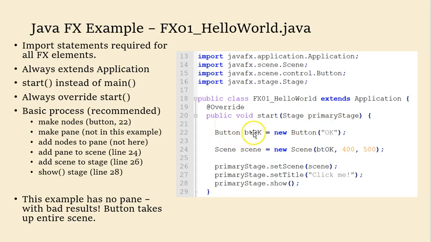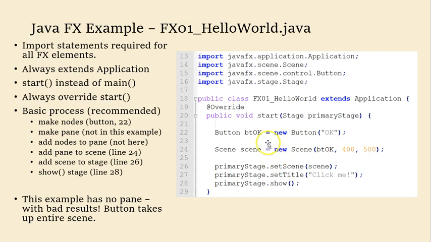So I have a button, and it's just called BTOK, new button OK, and this OK is what's going to appear in the button. That's the text that appears there. And scene equals new scene, and the way the scene constructor works is you put in, in this case, the button. That's the thing that's going in the scene. Normally you would create an entire pane with all the layout of multiple buttons or multiple images or multiple somethings, and then you put that pane in there. And we'll see that in the next example. And then you say the dimensions of the scene, 400 pixels by 500 pixels. That's horizontal and vertical. It's completely arbitrary.